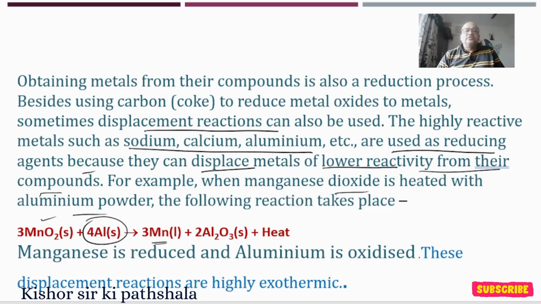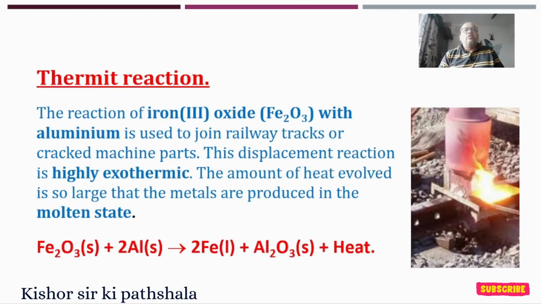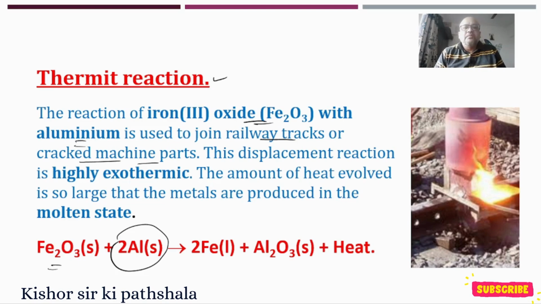We have a very good application of this process. This process is called the Thermite reaction, right? A very important reaction, which is used to join railway tracks or cracked machine parts. In this, we are reacting iron oxide with aluminium, right? Here you see we have iron oxide, and we are reacting it with aluminium. This is a displacement reaction, which is a highly exothermic reaction, right?